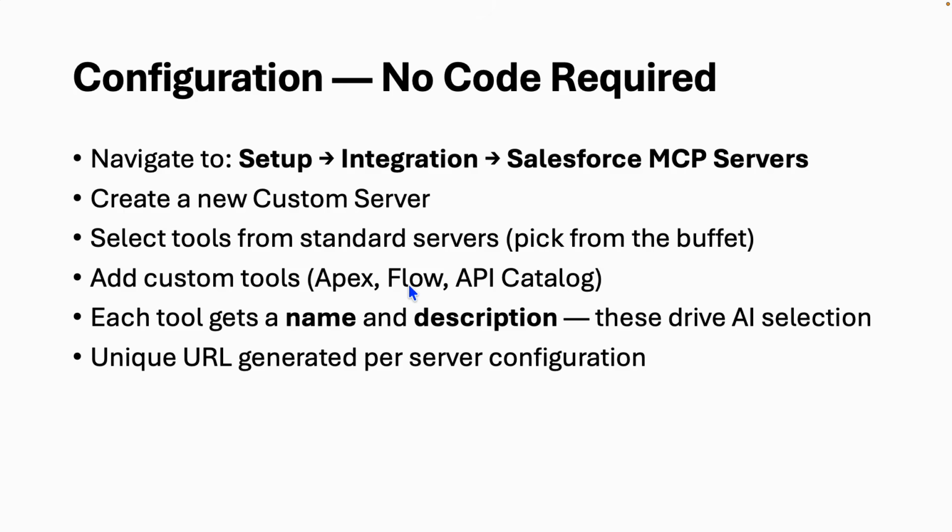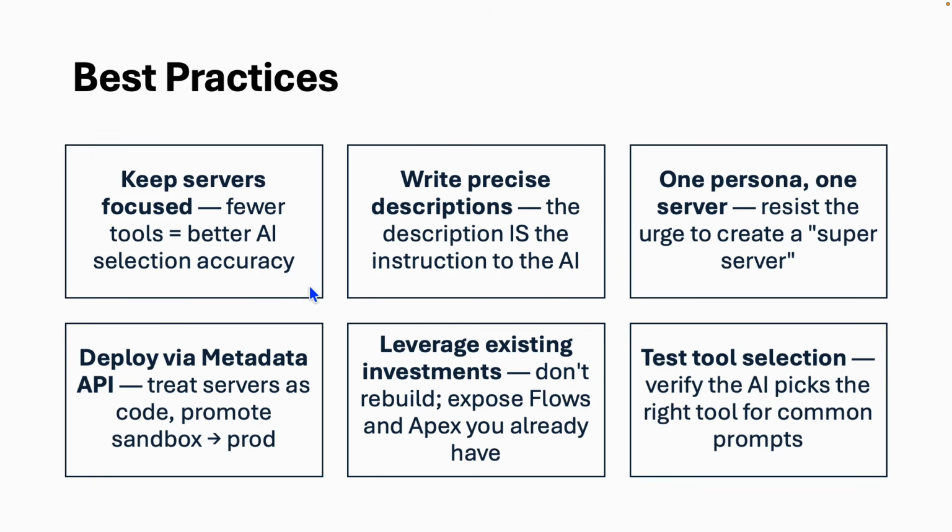And finally, you have the unique URL generated per server configuration. So the steps are kind of similar, right? The only additional step here is adding the custom tool, but the rest of the steps are similar to what we discussed with the standard MCP server. Now the last slide I want to run before I take you to the hands-on part is the key best practices that you should be following while creating the custom MCP server.